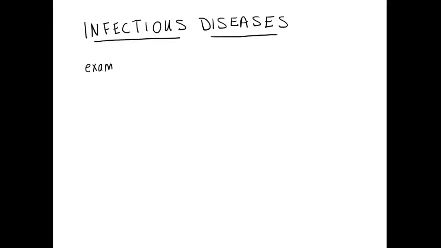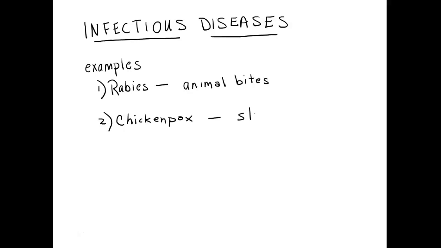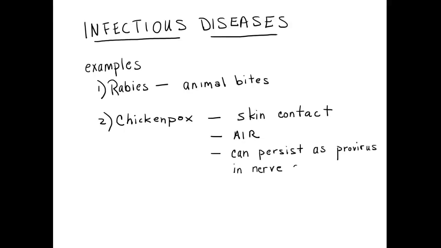Let's talk about some other infectious diseases caused by viruses. For example, rabies virus, which is passed on through animal bites, or chickenpox, which is passed on by skin contact, but can also be airborne. And it can persist as a provirus for many years in nerve cells. In fact, it can come back in adults and then present itself in a new way, in which case it's called shingles. And with shingles, people get skin rashes, fever, and also pneumonia. It can be very painful.